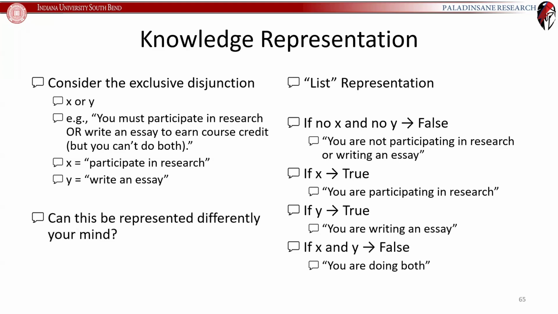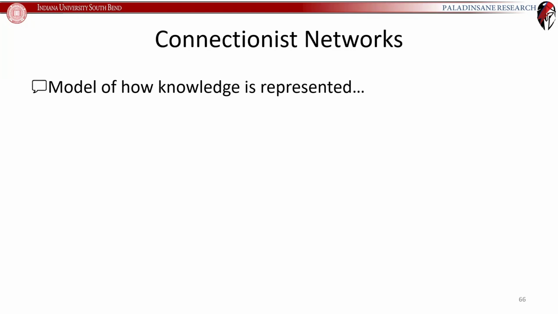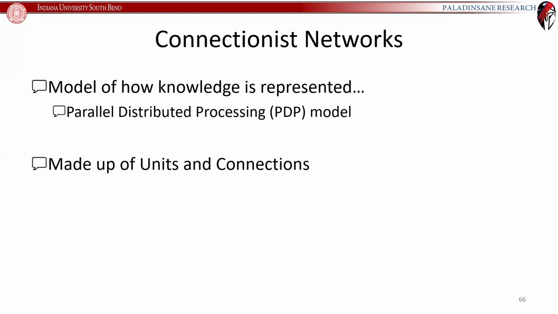But how could we maybe represent this in our mind a little bit differently? How might we be able to represent this same piece of knowledge and come to the same conclusions, but in a different type of representation? And that's what we're going to take a look at with connectionist networks. So a connectionist network is another model of how our knowledge is represented. It's a parallel distributed processing model, or a PDP model. And it's made up of units and it's made up of connections.